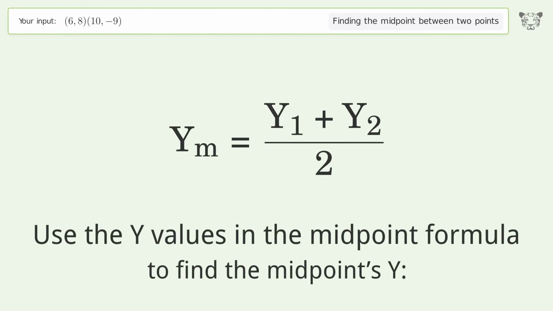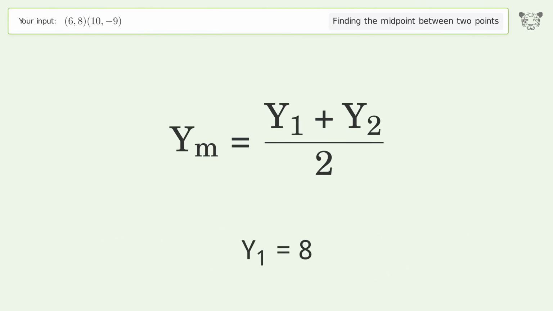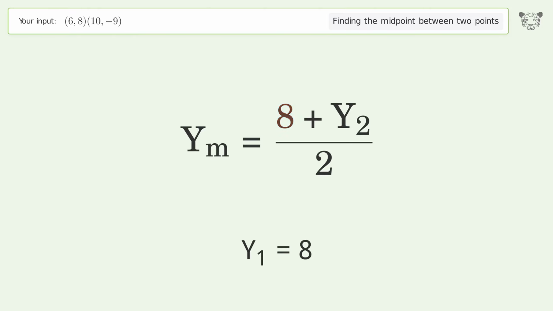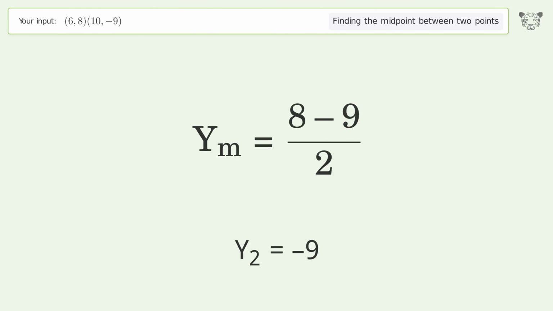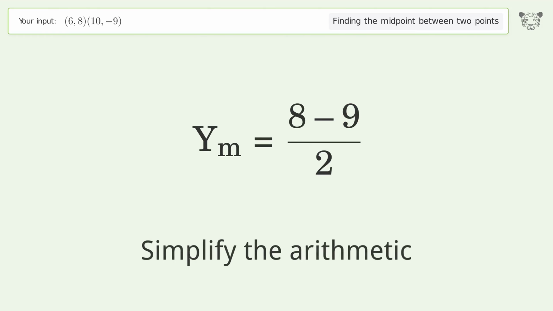Use the y values in the midpoint formula to find the midpoint's y. y1 equals 8. y2 equals -9. Simplify the arithmetic.